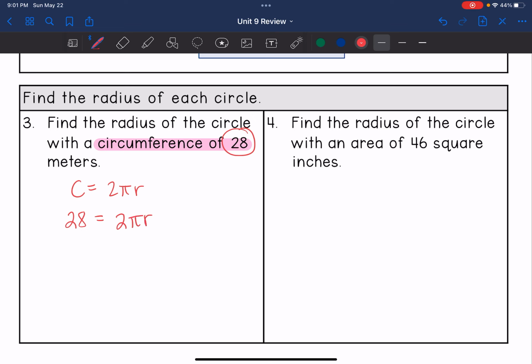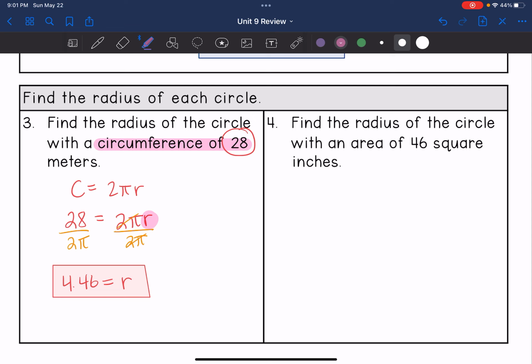So now our job is to solve for r. They want radius. So really there's only one thing to do here. We're going to divide by 2 pi on both sides. So what's going to happen is that on the right side, those will cancel out, and I'll be left with just the r. But on the left side, this will give us an actual value. So let's put this into the calculator. 28 divided by 2 pi. And that gives me 4.46. So the radius of that circle is almost 4.5.